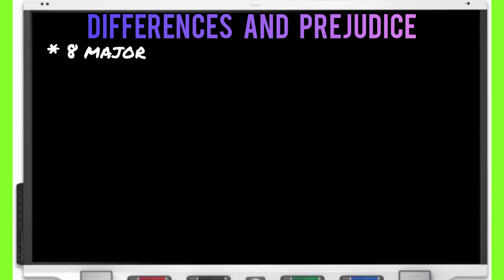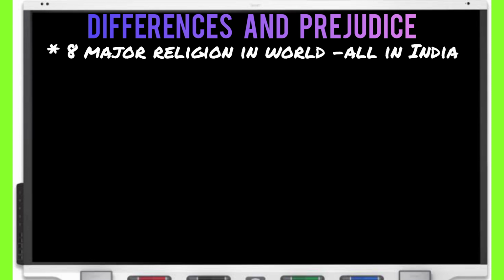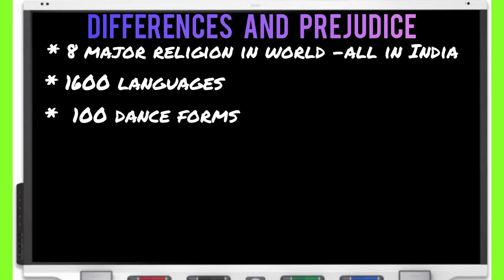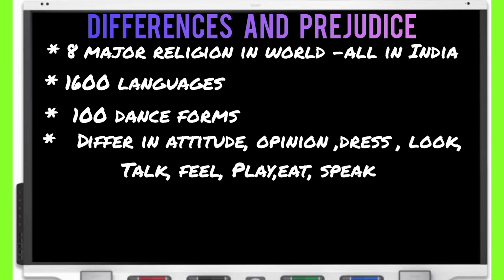India has eight major religions that exist in the world. All eight religions can be seen in India. There are nearly 1600 languages and 100 dance forms. Now, how do people differ? They can differ in the way they dress, the food they eat, and the languages they speak, as we saw in the last class.